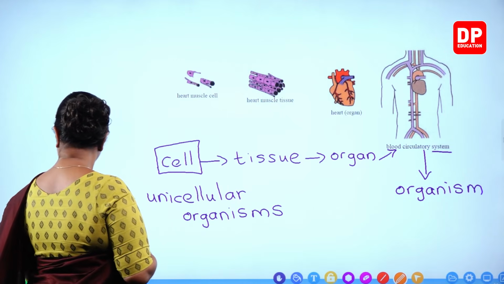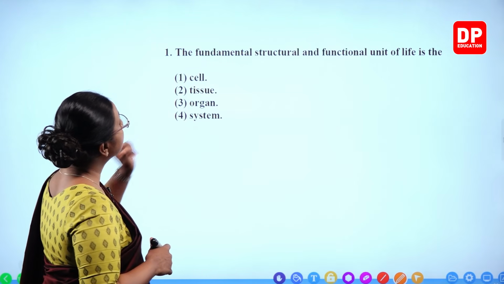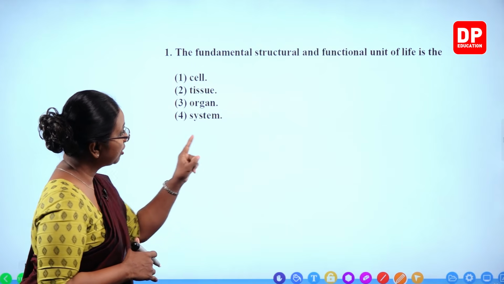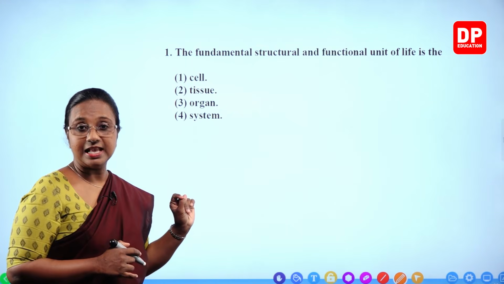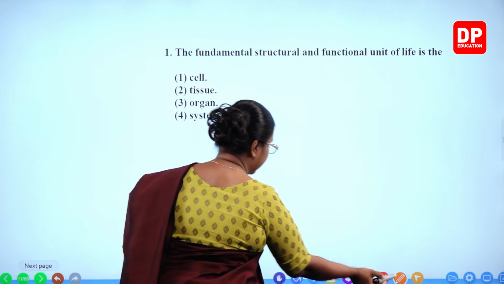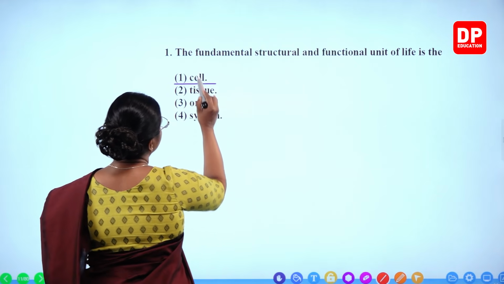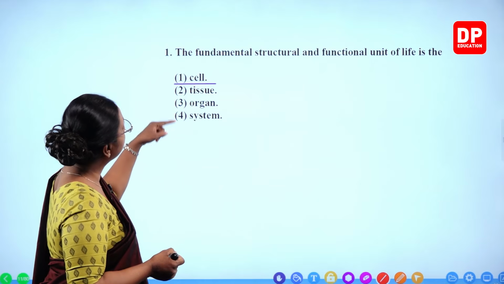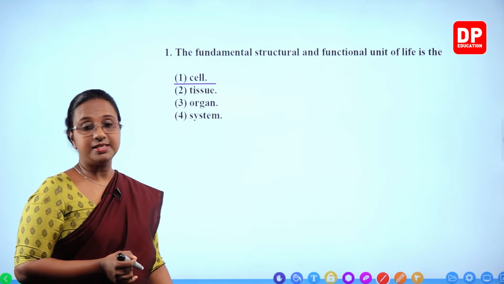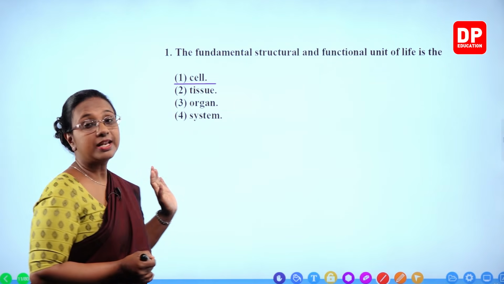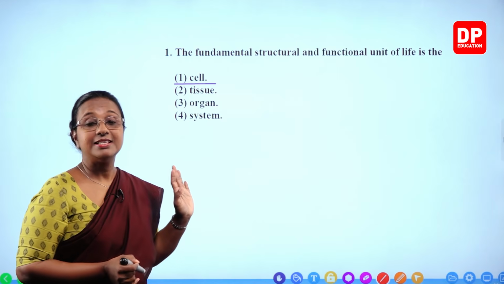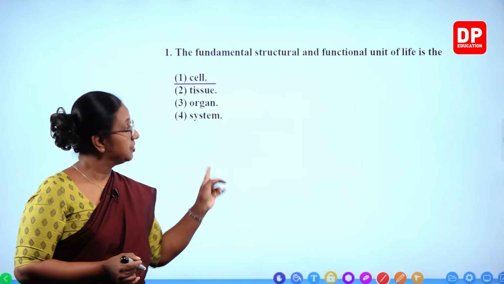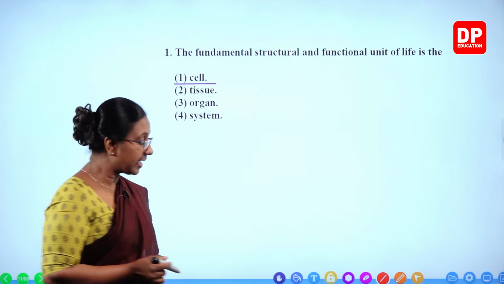Then if I move on to the question again, the fundamental structural and functional unit of life is the cell. You can answer that easily. So cells together form tissues, tissues together form the organ, and organs combine and form the system. So that is the organizational level. Is that clear, students? So then we'll move on to the second one.